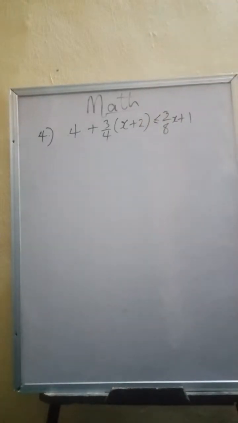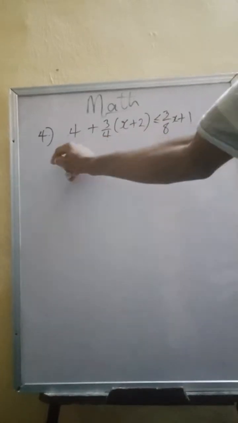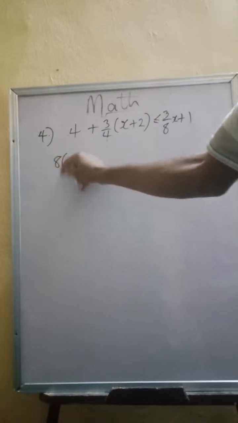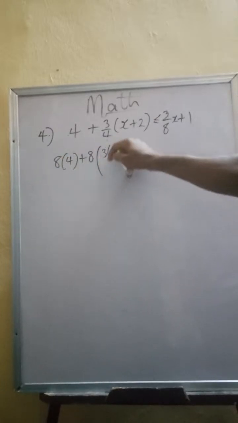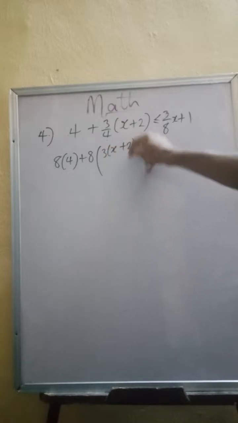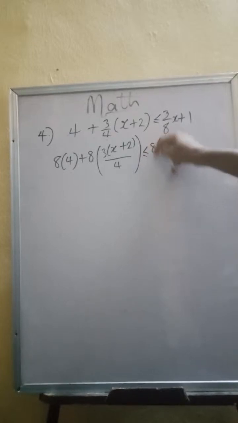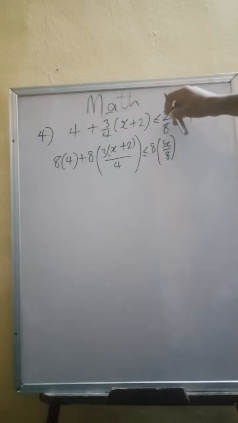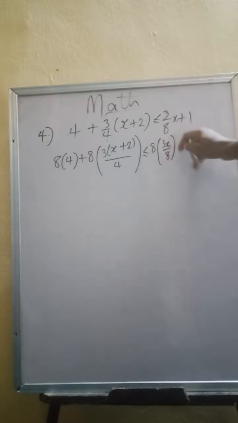We now have to multiply everything by 8. So you have 8 times 4. You have 8 times 3 over 4. You have 8 times 3x over 8. This is another way we can write what we have here as 3 over 8x. It can be written as 3x over 8. You have plus 8 times 1.